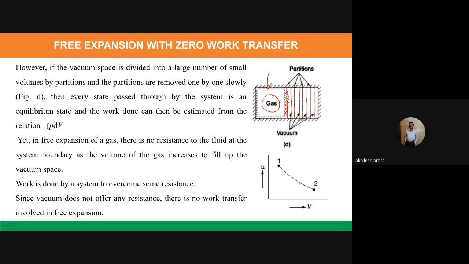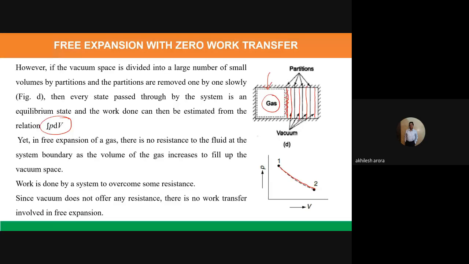So what happens in this particular case? Yes, we can say that it is nearly in a thermodynamic equilibrium state. Then the second, then the third, then the fourth, and so on. So we keep on removing the partitions. So now we know the path actually, and we can also calculate the value of PdV. Okay, we can calculate the value of PdV.